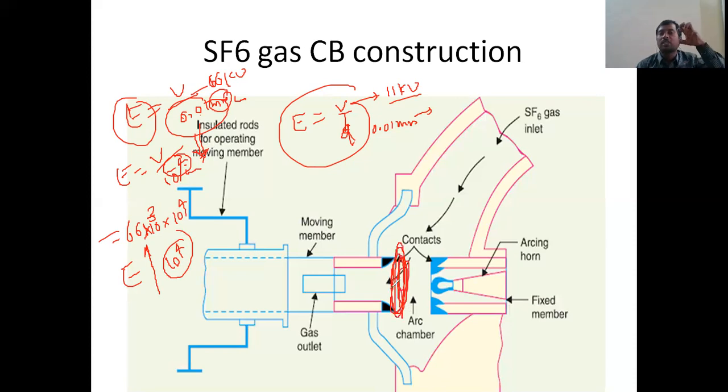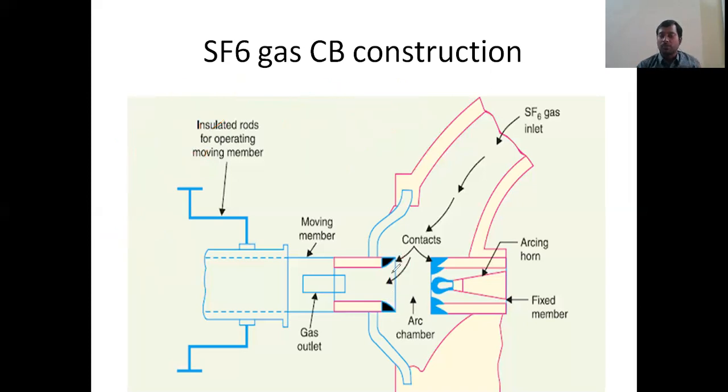Because of this high electric field intensity, the charge carriers available at this corner of the contact will be ionized. They have high energy and high potential to jump from one place to another, so an arc will be established between these two contacts. To eliminate that arc, immediately after opening the circuit breaker, high pressure SF6 gas is sent between the fixed and moving contacts. Automatically this SF6 gas flows between these two contacts, and this is the arc chamber where the arc will be extinguished.